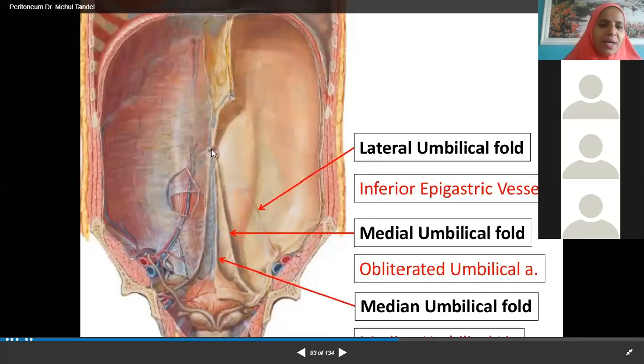What is this further continuation, Meghana? We start reflection of peritoneum from umbilicus only, no beta? What is this? Ligamentum teres. Very good, Meghana, ligamentum teres. Ligamentum teres continues as what? Falciform. Very good, beta. Falciform ligament.